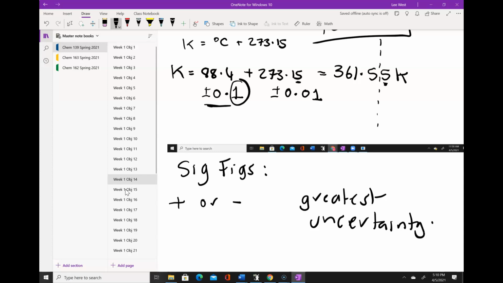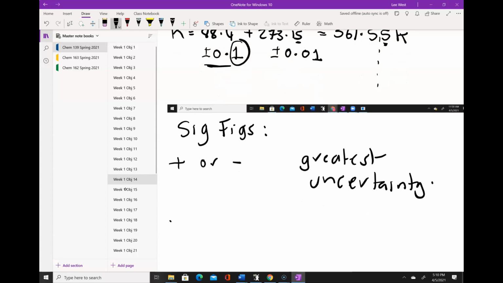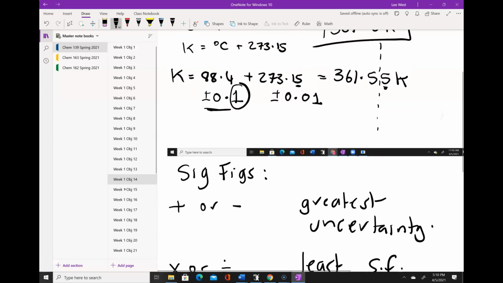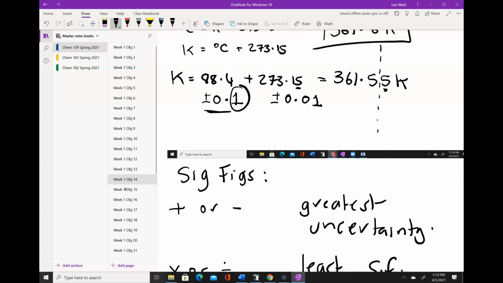So in this case, our first number had uncertainty in the 0.1 position, and our second number had its uncertainty in the 0.01 position, so we went with 0.1. Now, when you're multiplying or dividing, you always go with the least number of significant figures. So you want to be a little bit careful there, because this first number has 3 significant figures, 1, 2, 3. The second number has 5 significant figures.